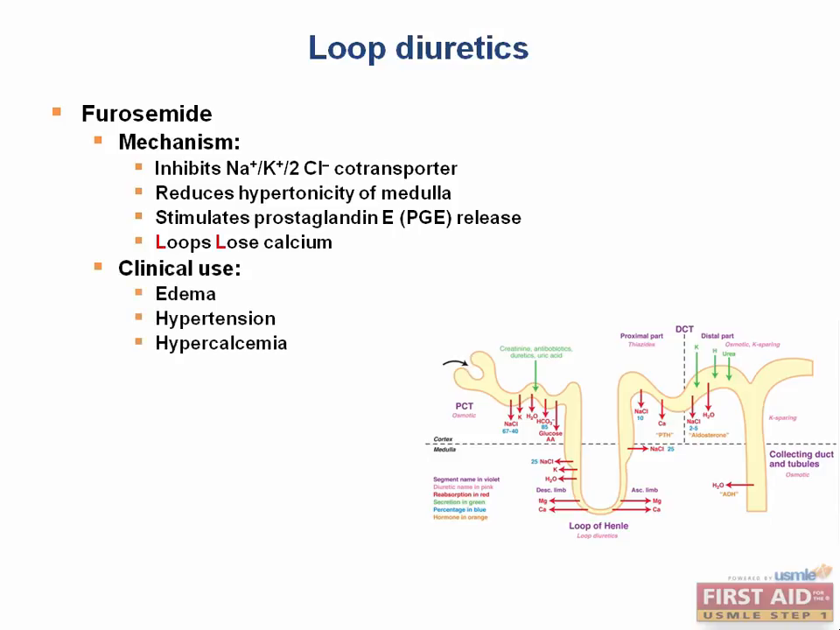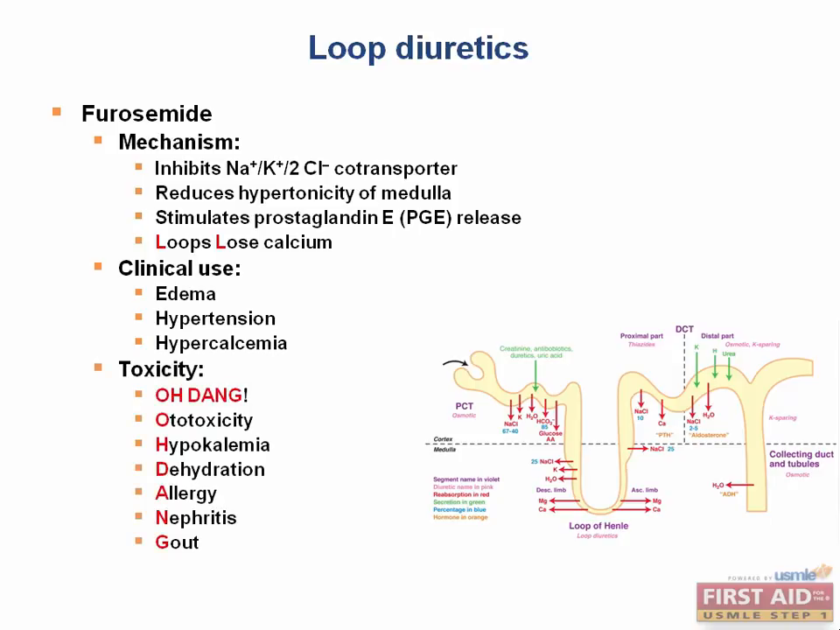Osteoporosis. Furosemide is a very important diuretic that's used to eliminate fluids in acute edematous states such as CHF and cirrhosis, and it's also a common drug used to treat hypertension and hypercalcemia. However, it can have some serious adverse effects. The way to remember this is with the mnemonic ODANG: ototoxicity, hypokalemia, dehydration, allergy because it's a sulfa drug, nephritis, which is interstitial, and gout due to hyperuricemia.